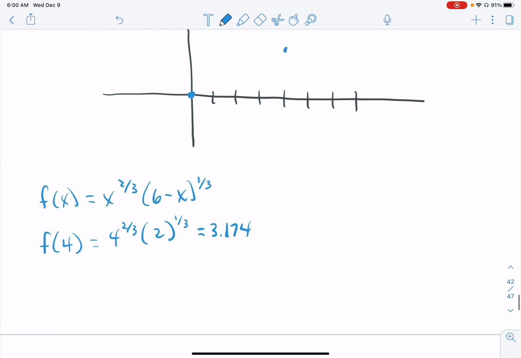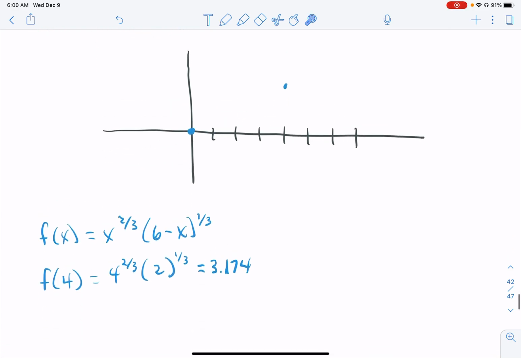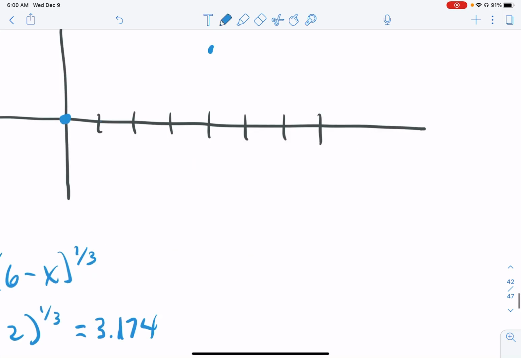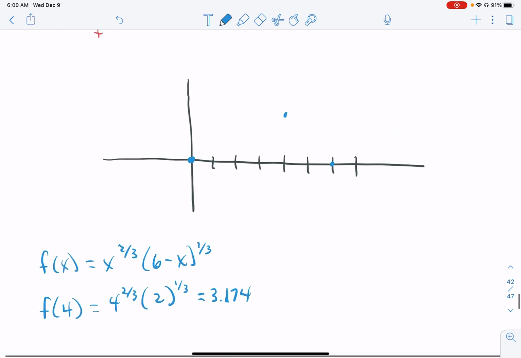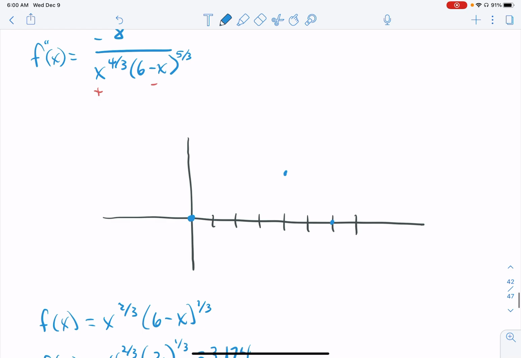Okay, what's the next one we got to plug in? We got to plug in a 6. Well, if I plug in a 6 right here, this part is going to be 0 this time, so it's (6, 0). Wow, let's really zoom in. Bam. All right, we've got our points. Now let's draw in our graph.